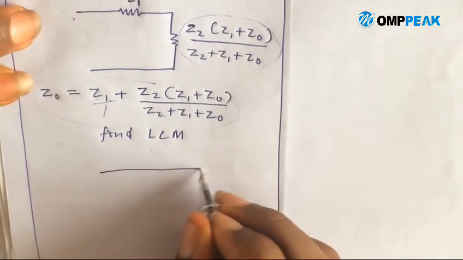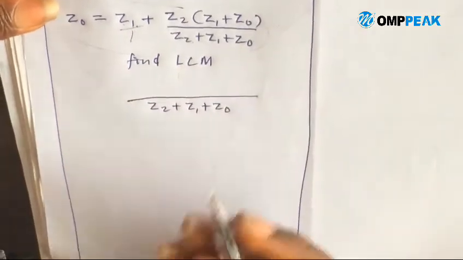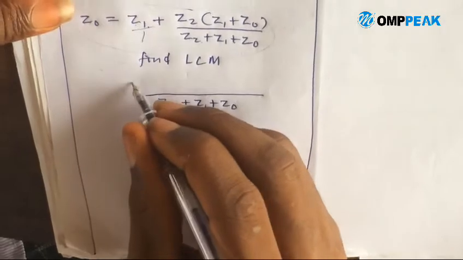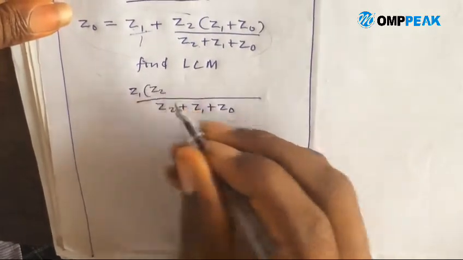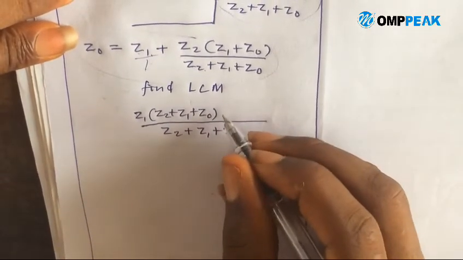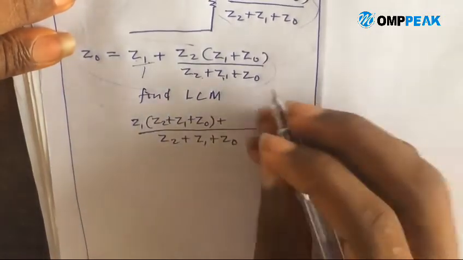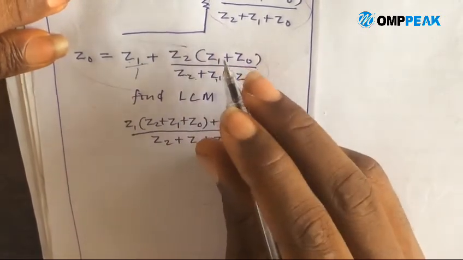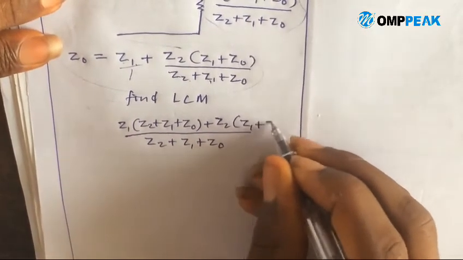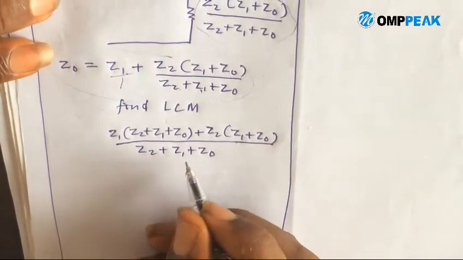Now Z2 plus Z1 plus Z0. Now 1 in all this will give us all this back. So we are having Z1 (Z2 plus Z1 plus Z0), then plus this in this will give us 1. So 1 times the numerator will give us Z2 (Z1 plus Z0), all over Z2 plus Z1 plus Z0.